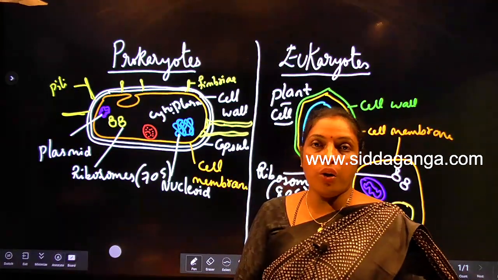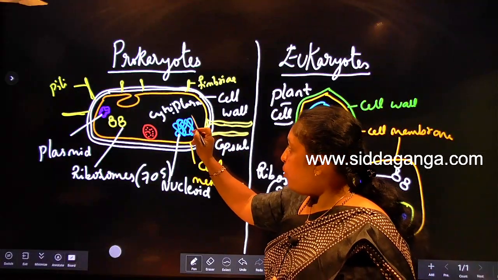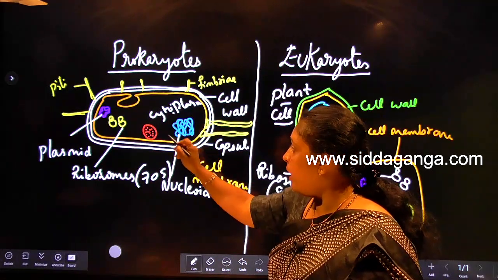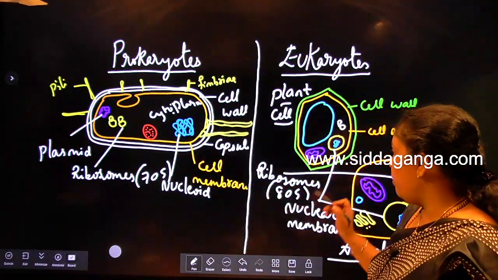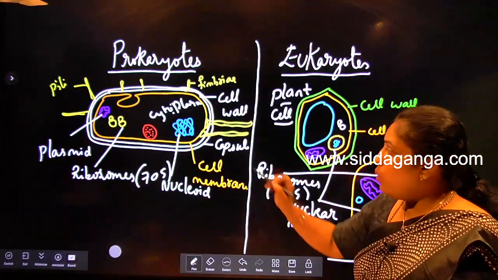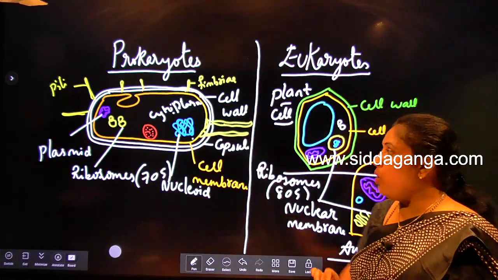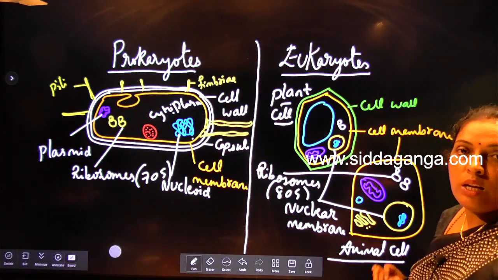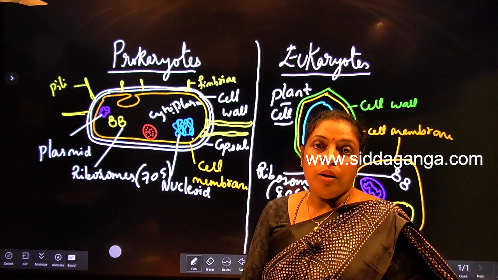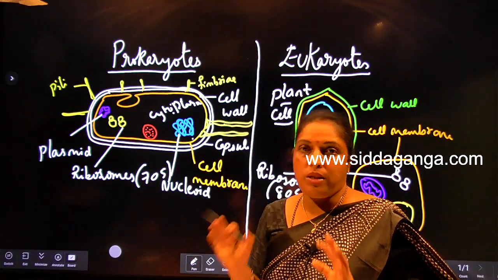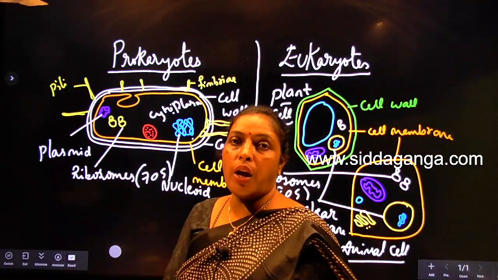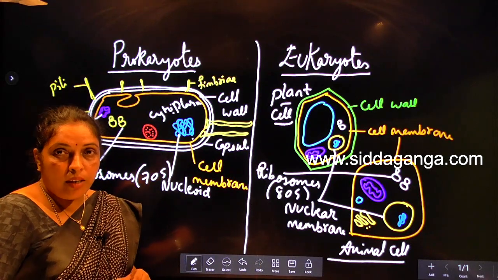Another difference between prokaryotes and eukaryotes is that in prokaryotes, DNA is naked. Why is it naked? Because it is not surrounded by any nuclear membrane. Note it: in eukaryotes, DNA is surrounded by a nuclear membrane. Understood? The nuclear membrane is absent in prokaryotes, but present in eukaryotes. That's why in prokaryotes, DNA is called naked DNA. Next, we see inclusion bodies in prokaryotes, which act as reserve food material.